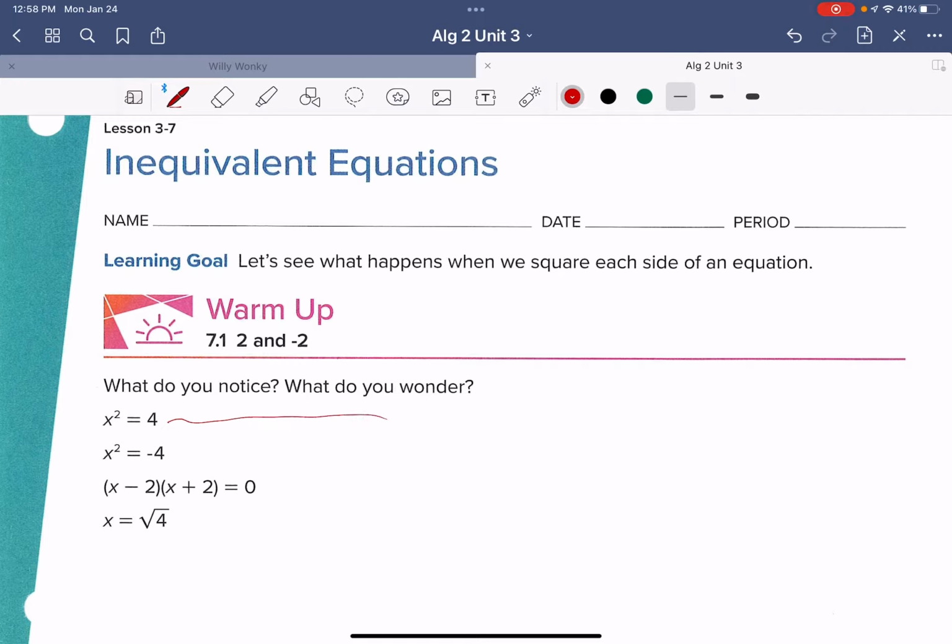For the first one here, x would be 2, but if you remember, you can also square negative 2, because a negative 2 times a negative 2 is 4. On the second one, there's no solution to it. The reason why there's no solution is because if you square a negative number, it's positive, so there's no way to square anything and make it negative.